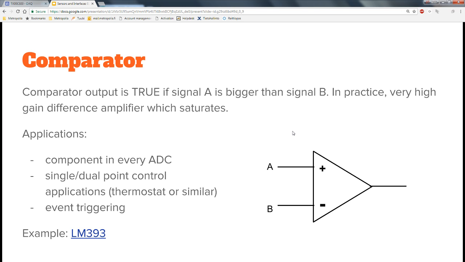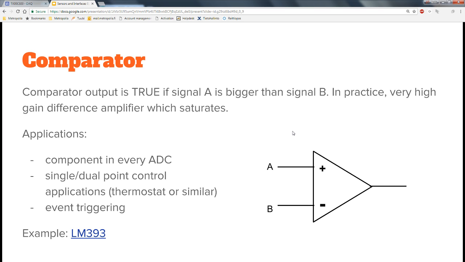Basically it's very simple. You have two signals, A and B. A would be your signal from the sensor, and B would be the reference level. For example, if you have an analog sensor that gives relative humidity as voltage values between 0 and 1 volts, 1 volt would be 100% and 0 would be totally dry, 0% relative humidity.